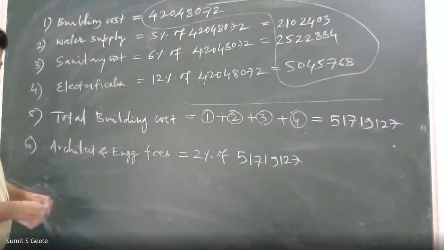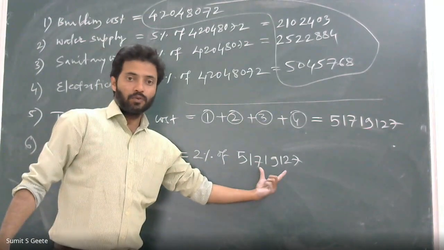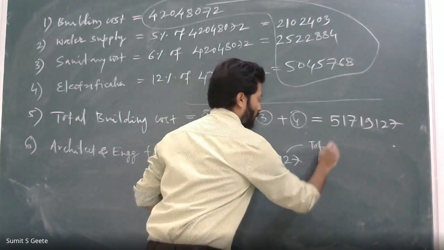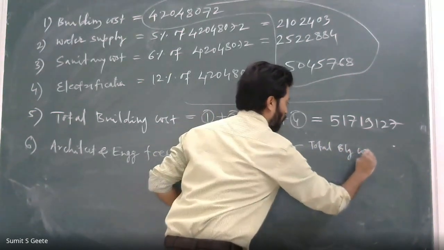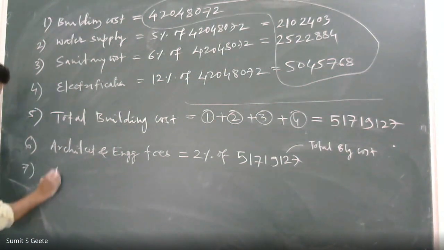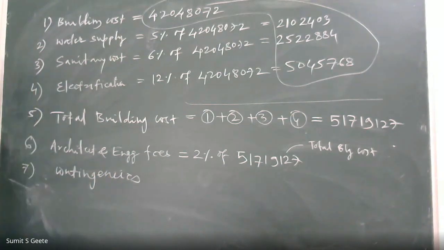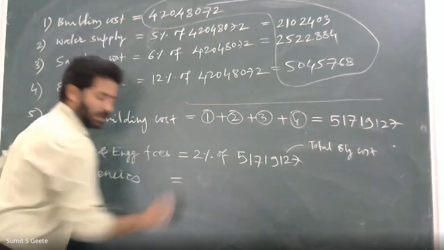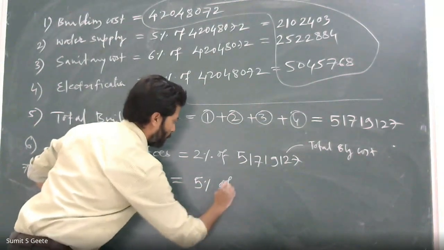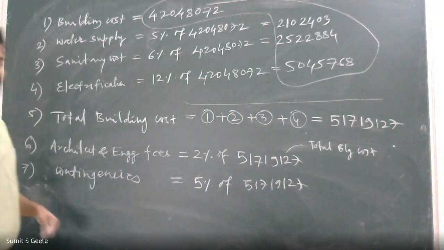Okay. So architect fees is 2% given, and with respect to what? Total building cost. Now the seventh one is contingencies. This contingencies is 5% of 5171927.